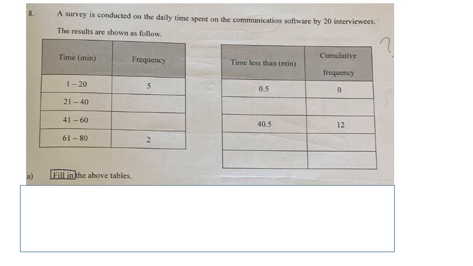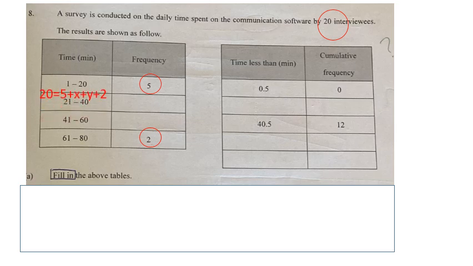From the first table on the left hand side, from the time 1 to 20, there are 5 interviewees. So the first 5 interviewees are in the first row here. Another 2 interviewees have already been given. Their time is from 61 minutes to 80 minutes. It is also shown. Do you know how many interviewees are left?